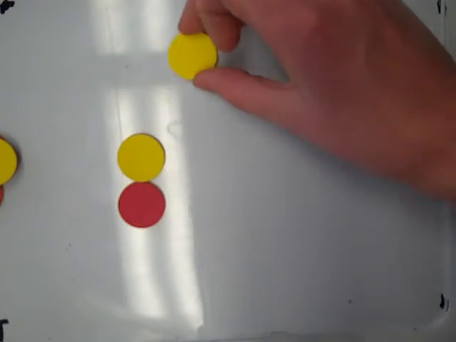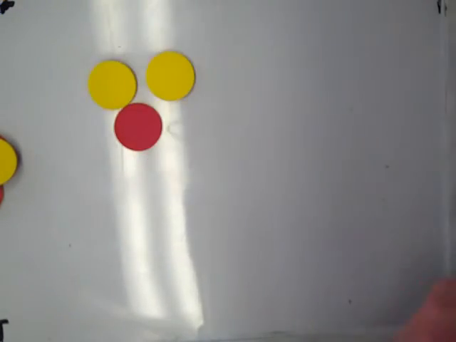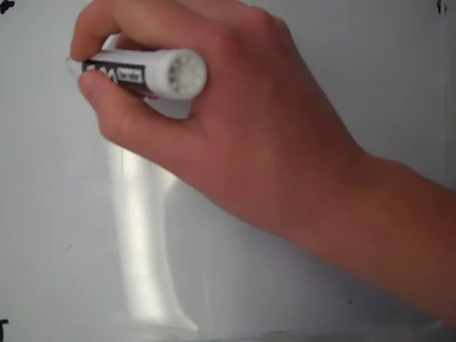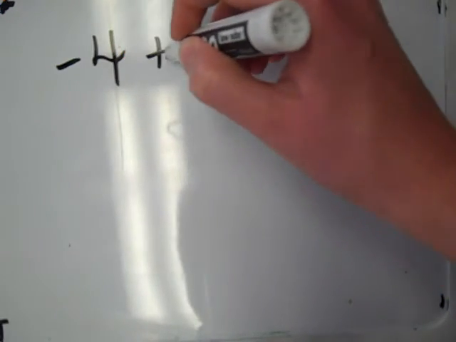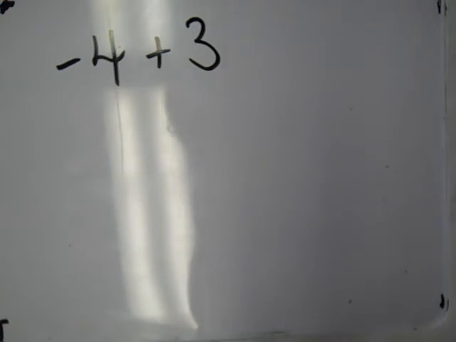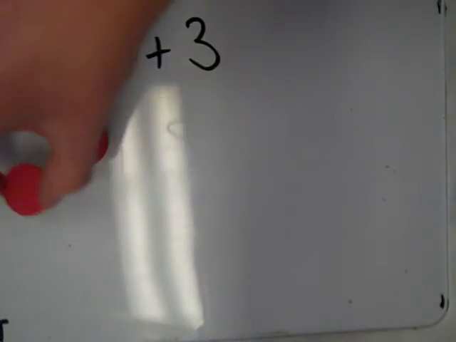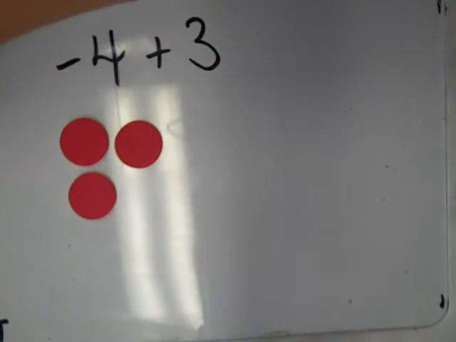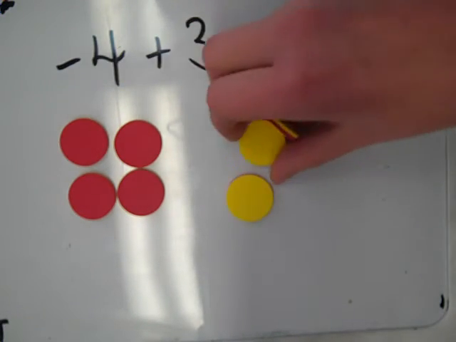The other way we're going to be modeling adding integers with different signs is using our integer chips. We know that yellow stands for positive and red stands for negative. We looked at this a little bit in the hands-on activity today. If I go back to the original problem, -4 plus 3, I would show that using the chips by having 4 red ones for the -4 and 3 yellow ones for the +3.